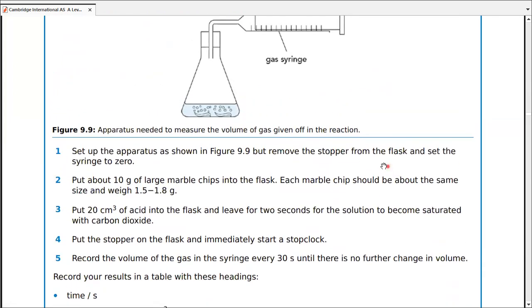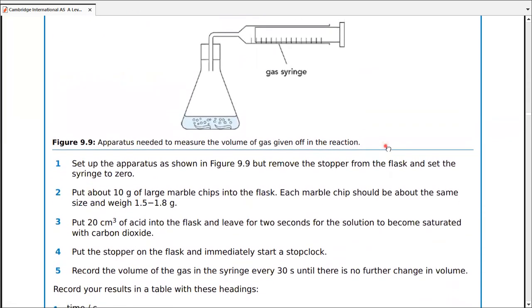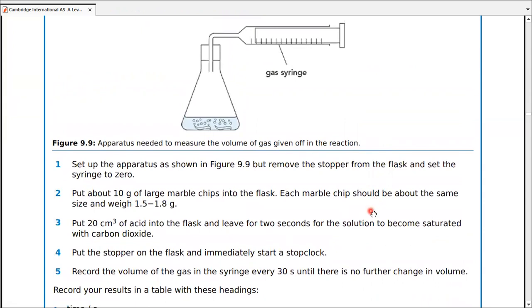Okay, so set up the apparatus as shown in figure 9.9, but remove the stopper from the flask and set the syringe to 0. Now, put about 10 grams of large marble chips into the flask. Each marble chip should be about the same size and weigh around the same, so it can be around 1.5 to 1.8 grams. Since for a fair reaction, we are keeping every factor that can disturb the fairness of the reaction constant, or keeping the change to a very constrained variable.